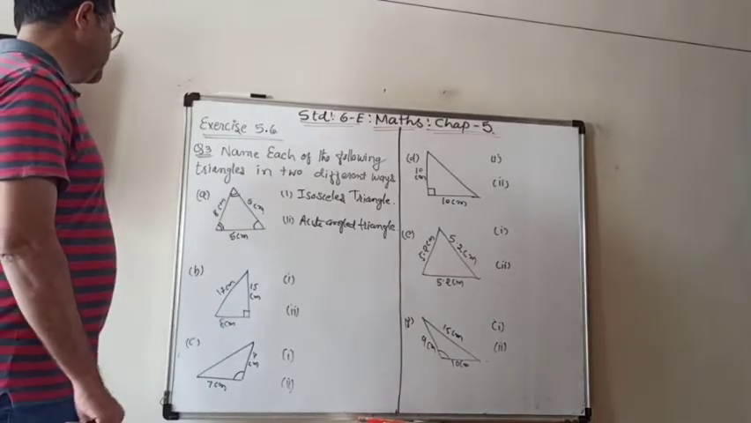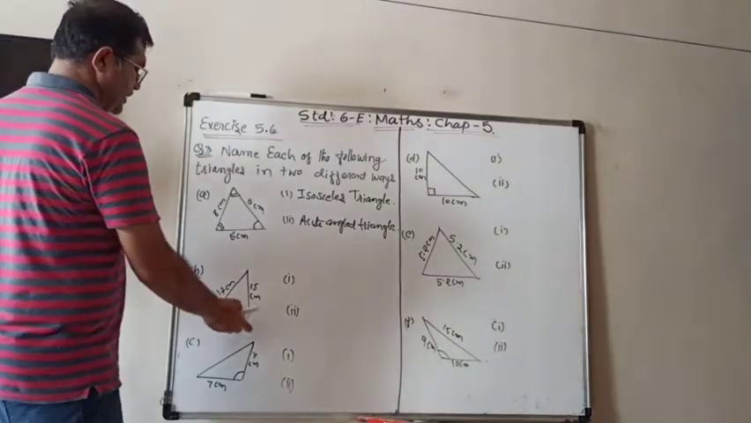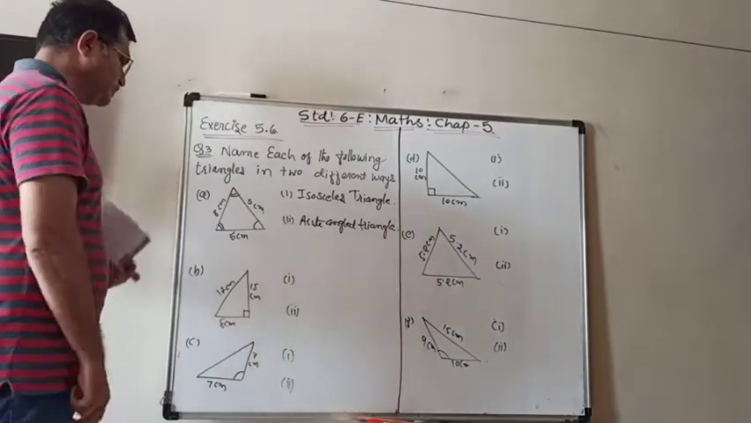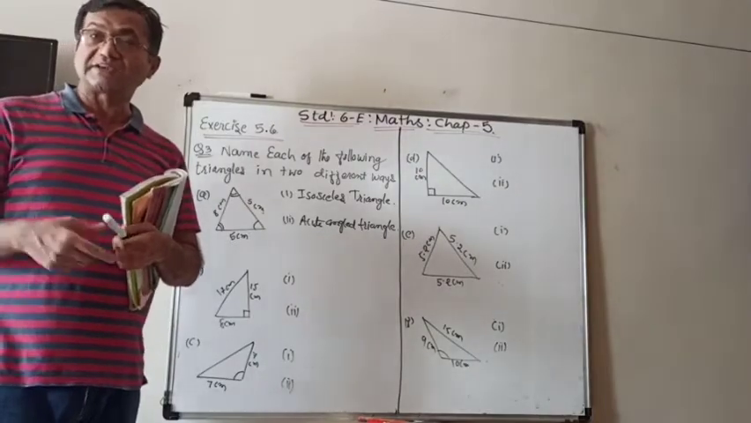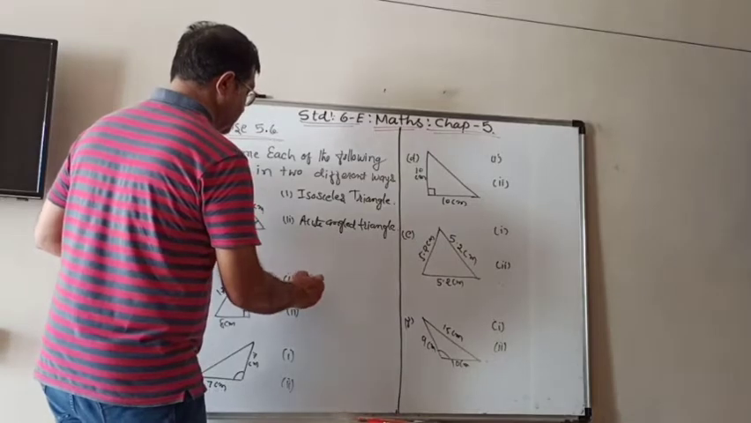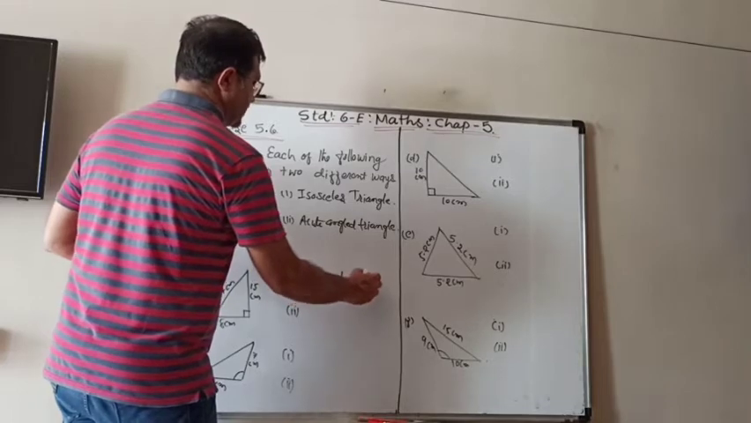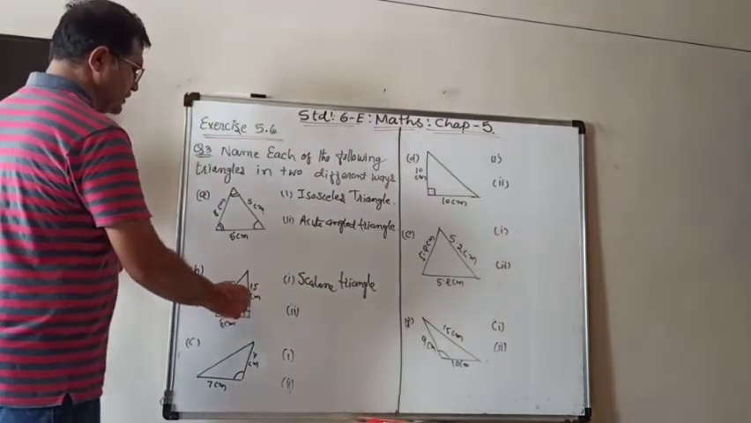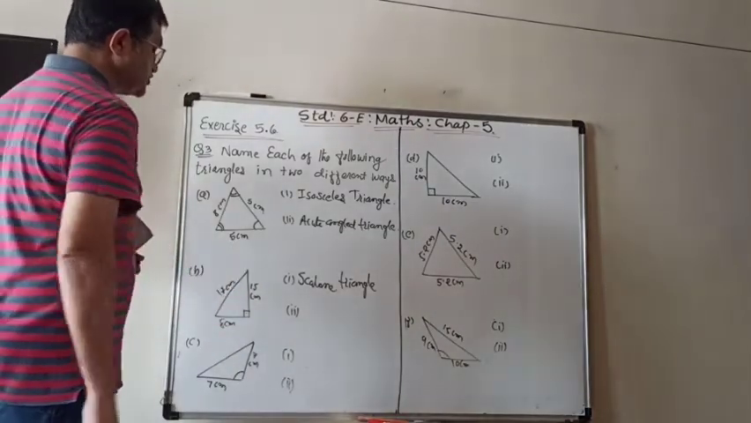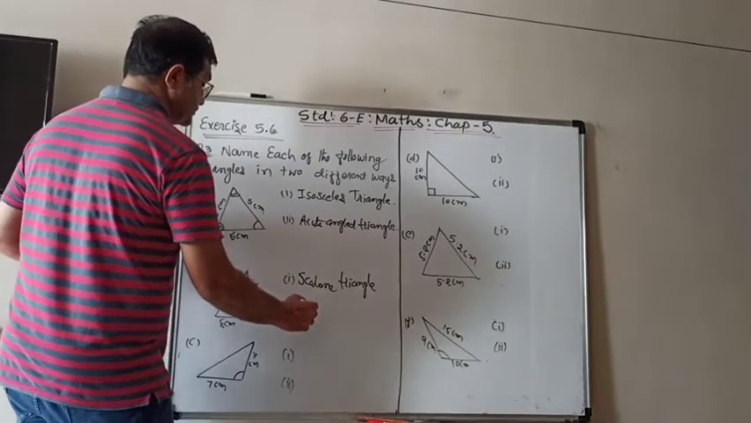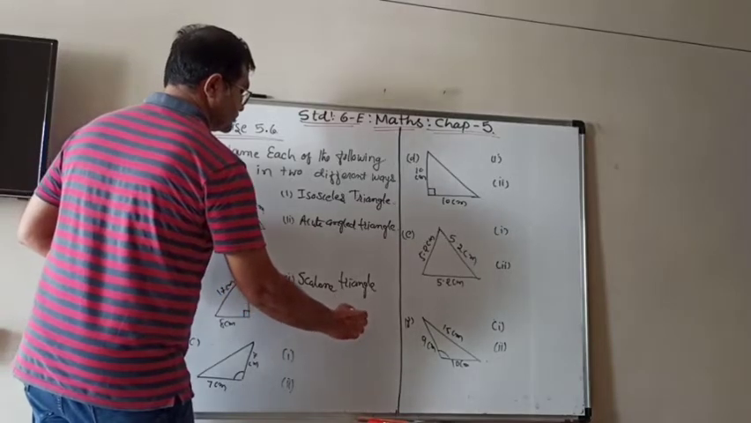Look at the second one. In the second one you can see that all the 3 sides are different: 8 centimeter, 15 centimeter, 17 centimeter. So when all the sides are different, it is known as a scalene triangle. But now you can see that one of the angles has this sign. That sign shows that it is 90 degrees, meaning a right angle. So you can say that this is also a right angled triangle.